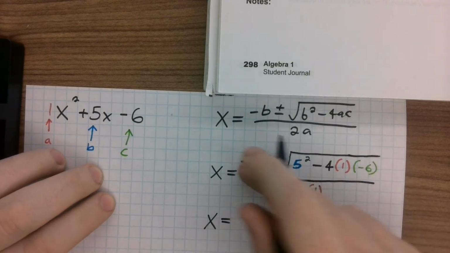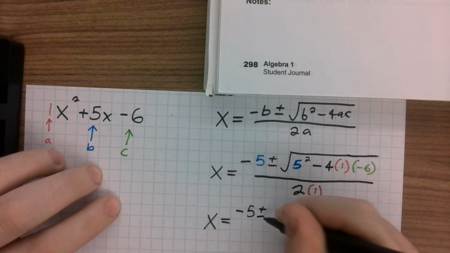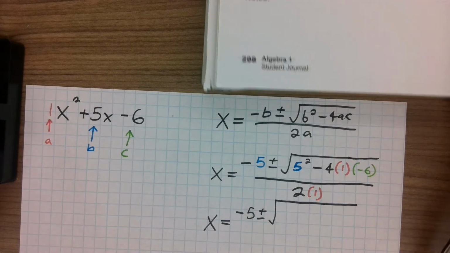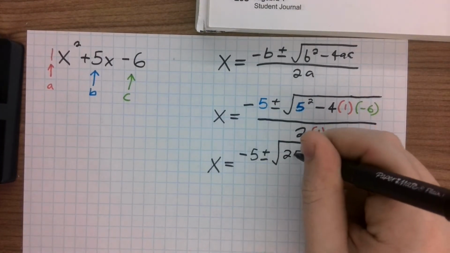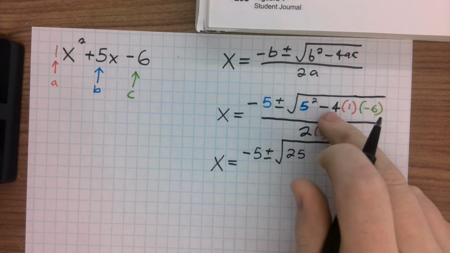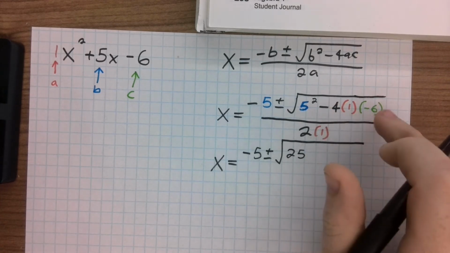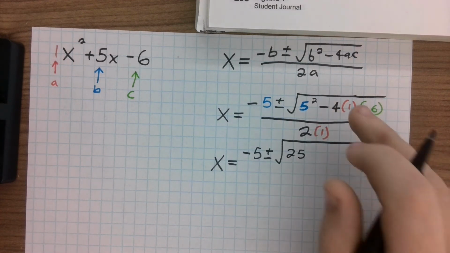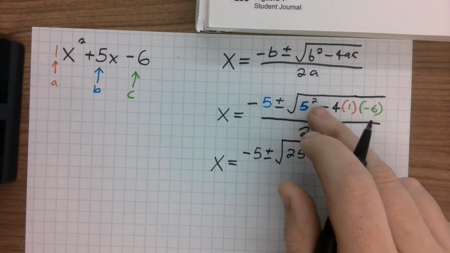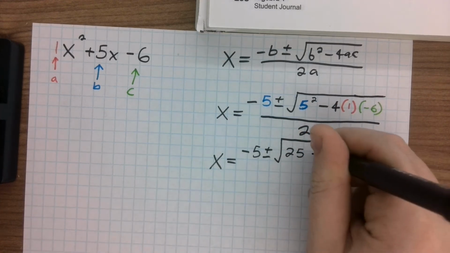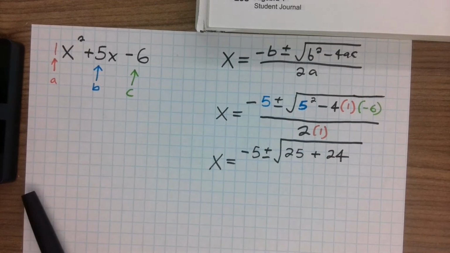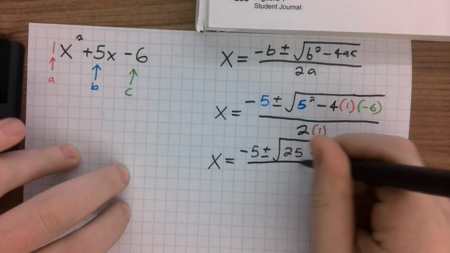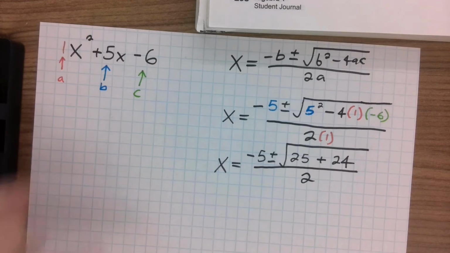Well, we know that -5 plus or minus the square root. What's 5 squared? 5 squared is 25. Now, we're going to subtract 4 times 1 times -6. 4 times 1 is 4, times -6 is -24. So, minus -24, we're just going to add 24. Again, that's because -4 times 1 times -6 is positive 24. All over 2a. 2 times 1 is 2.